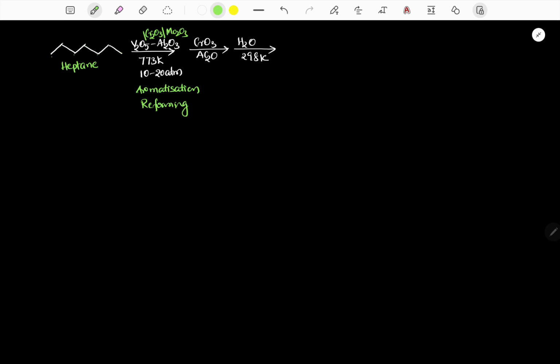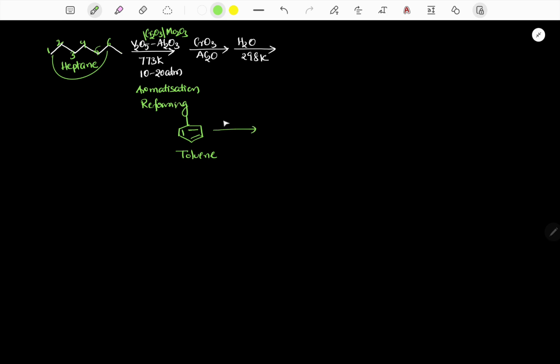So if minimum 6 carbons are present, initially it undergoes cyclization and finally it converts into a benzene type compound. So finally we got toluene. This reaction is known as aromatization.